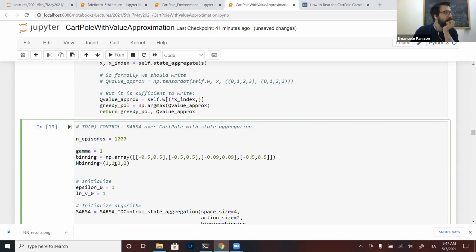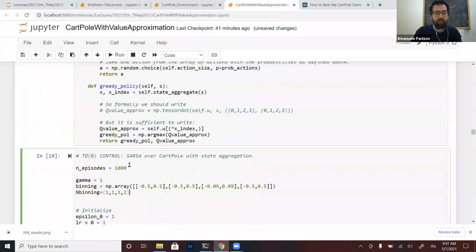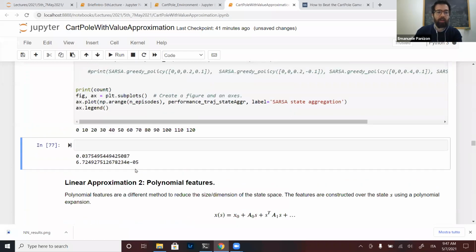So the binning now is super coarse. I don't care about the position of the cart. I don't care about the velocity of the cart. And I strangely care about the other two dimensions. We will see if I'm not completely wrong. And I hope I'm not.